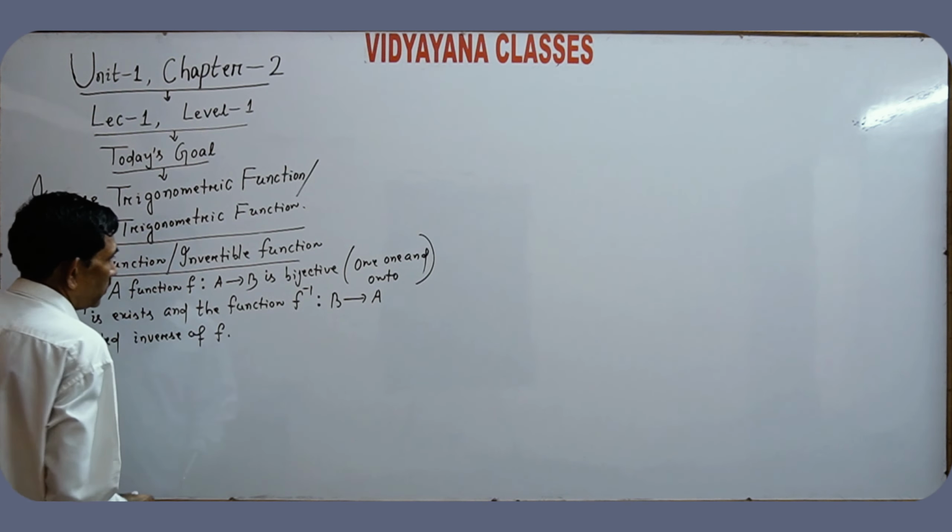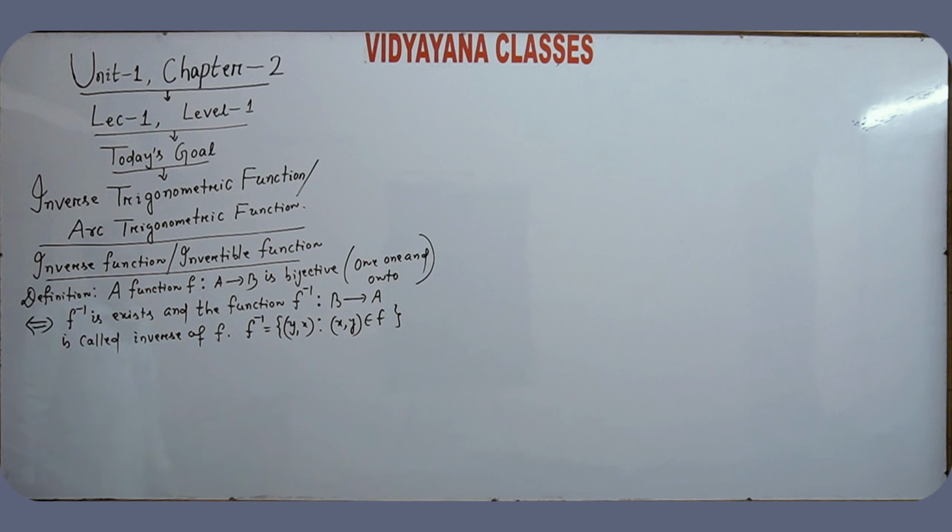F inverse is the set of ordered pairs (y, x) such that the ordered pair (x, y) belongs to f. Since f is a function from A to B, f inverse is a function from B to A when f is bijective. The ordered pair (y, x) belongs to f inverse if (x, y) belongs to f. We have discussed this in the function chapter.